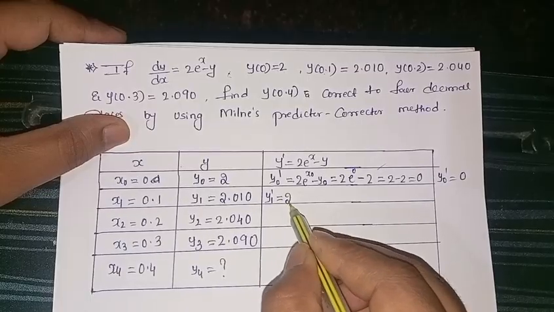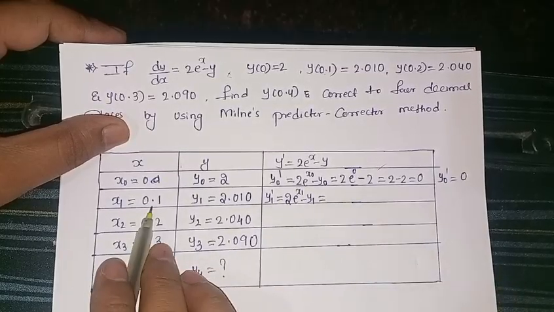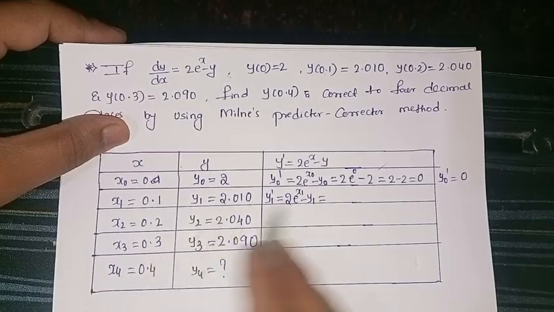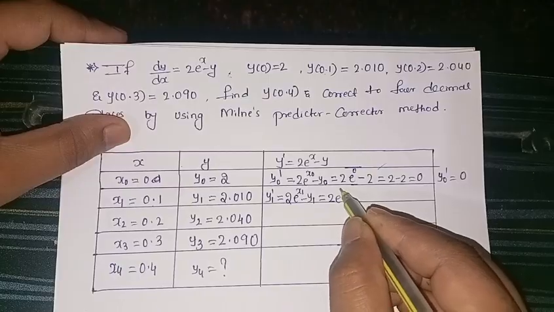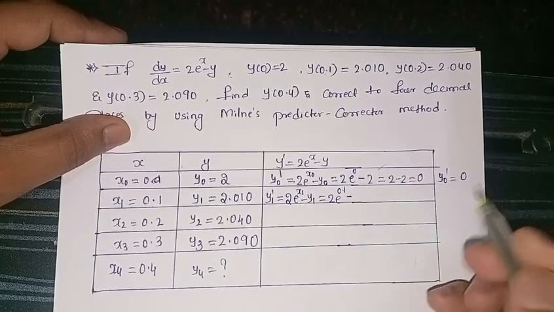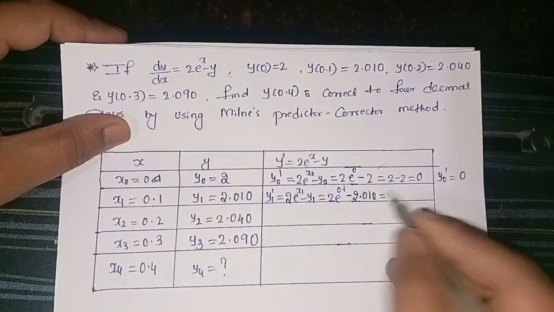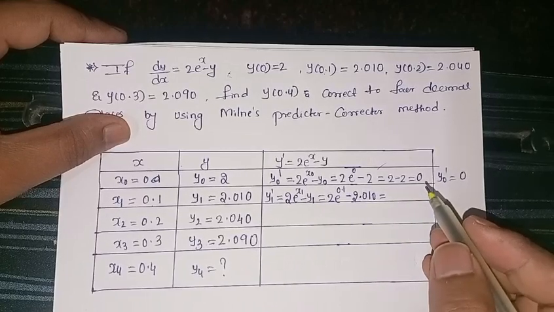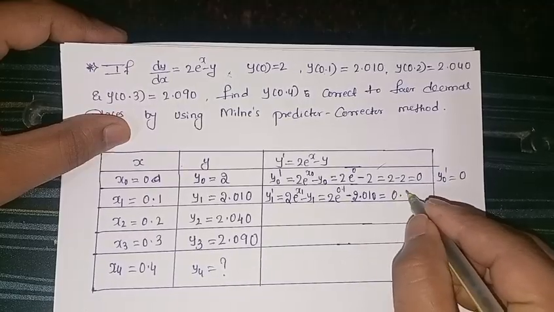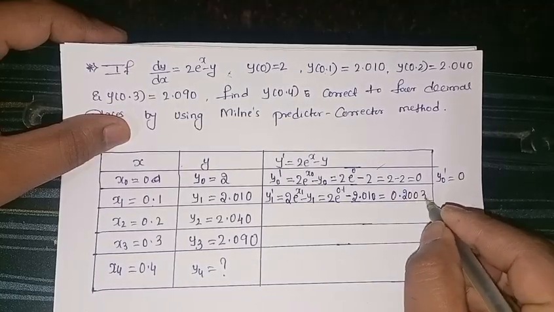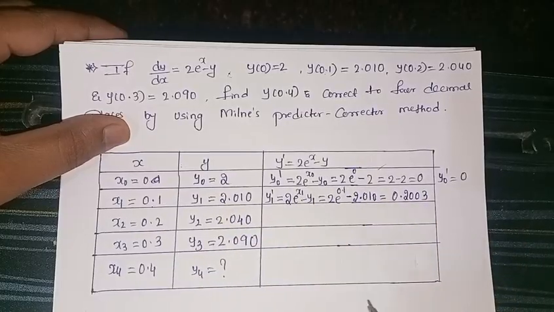In the same way, we find y1 dash. y1 dash means 2 into e power x1 minus y1. Replacing x1 and y1, it becomes 2 into e power 0.1 minus 2.010. If I simplify this value, I get 0.2003. This is the very important process to find all the derivatives.